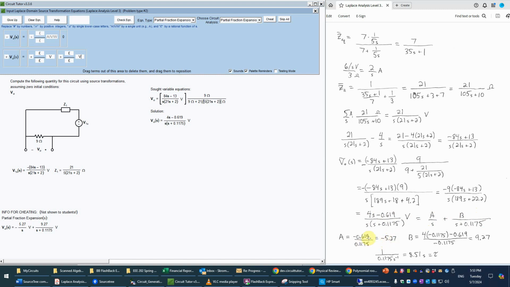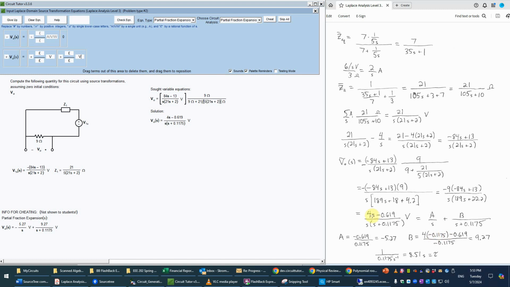And again, looking at the numbers, you see that's about reasonable. That's roughly what you'd expect dividing those two numbers. So again, always check in your head to make sure you didn't make a mistake. That'll avoid a lot of errors. And then to find b, we multiply through by this denominator, the s plus 0.1175, and set s equal to negative 0.1175. That will wipe out this term because it now has 0 in the numerator, and that cancels this, and so we just have 4 times that minus 0.1175.